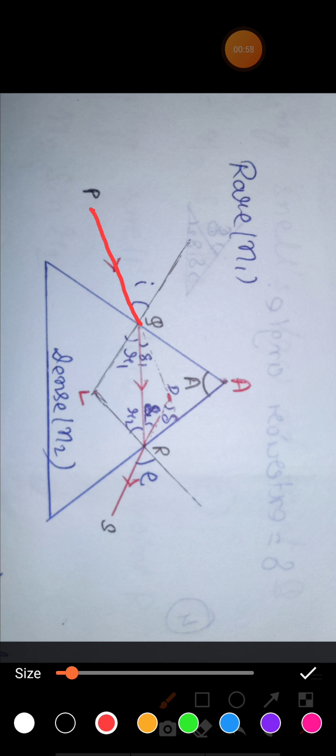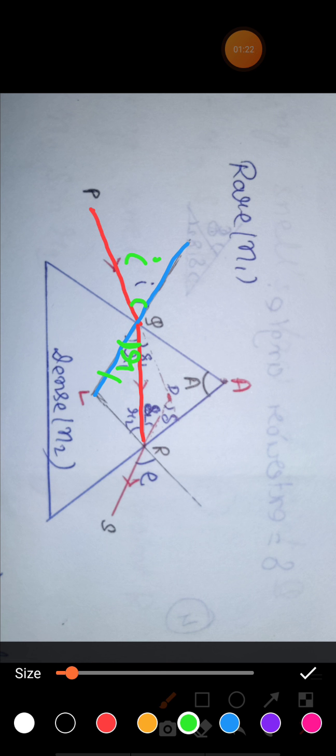Now here this blue line is our normal line. Correct? So it will bend towards the normal line, like this. So now this angle is our incident angle I, and this angle is our refracted angle R1. Correct?